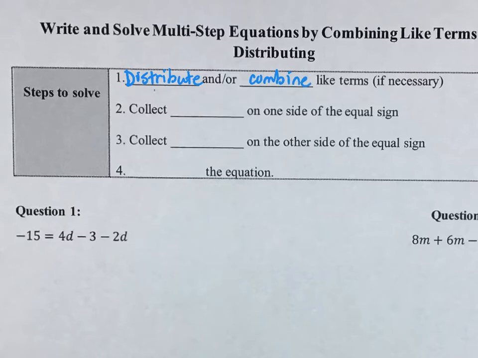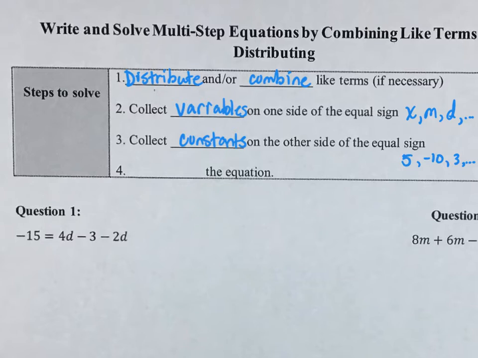Step 2, we're going to collect the variables on one side of the equation, and we're going to collect constants on the other side. Variables are things such as x, m, d, any of these letters can be variables. And then constants will be things such as 5, -10, 3, just our numbers. So we'll collect variables on one side.